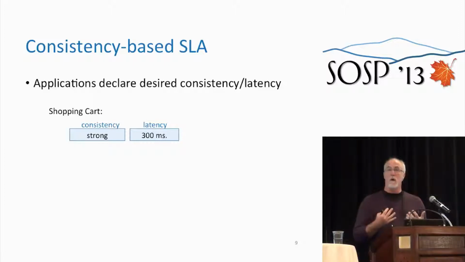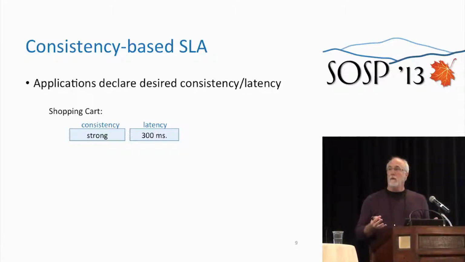That's the service I want from the storage provider. But what happens if the storage provider cannot provide that level of service? Should the storage provider provide weaker consistency? Should it provide higher latency? Or should it do both? It depends on the semantics of the application.